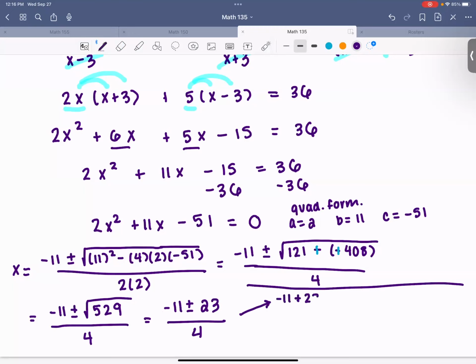Negative 11 plus 23 over 4. And that turns into, let's see. Did we get 3? Perfect. And then we can do the minus version, negative 11 minus 23 divided by 4. I got negative 34 over 4, which turns into, oh gosh, negative 17 over 2. Yeah, negative 8.5 also works.